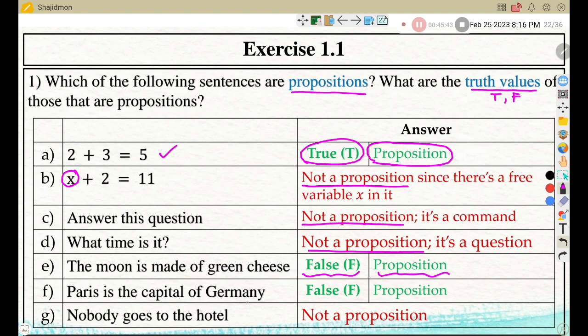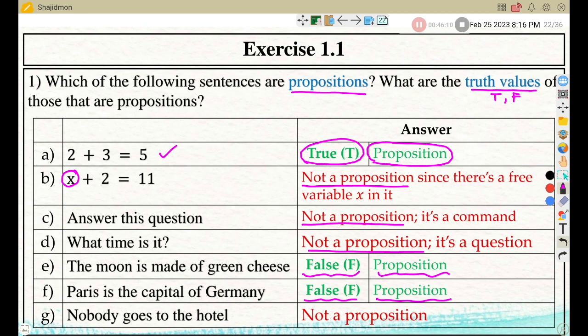Now the F question. Paris is the capital of Germany. Is it true? It is not a true statement, because Paris is the capital of France, correct? So it is a false statement. A false statement means it is a proposition. Hope you understood that one. Germany's capital is Berlin, and France's capital is Paris. So that statement is false.